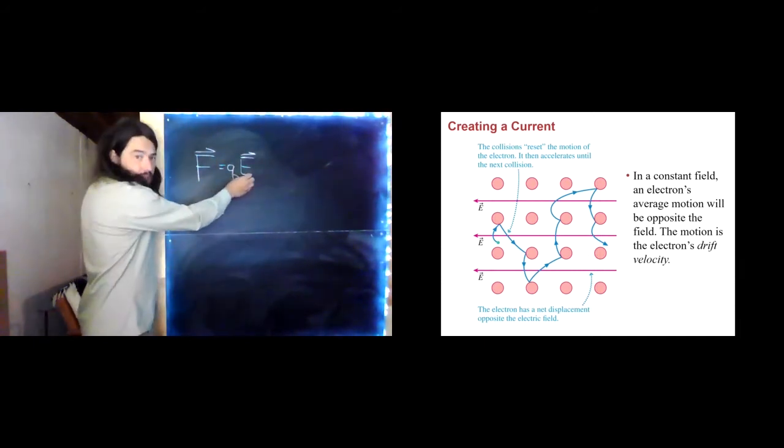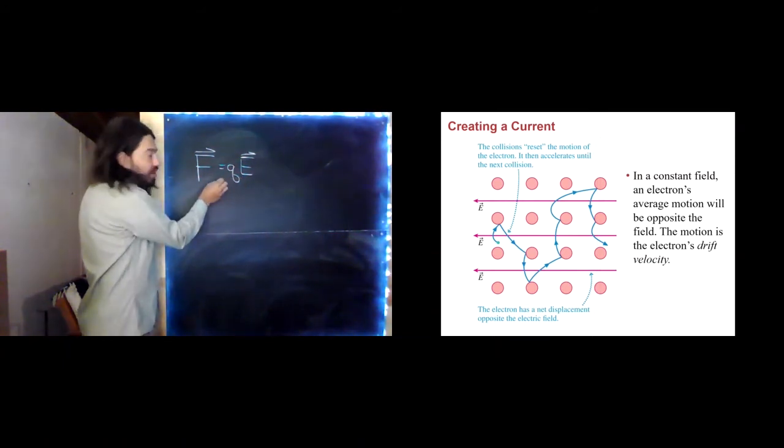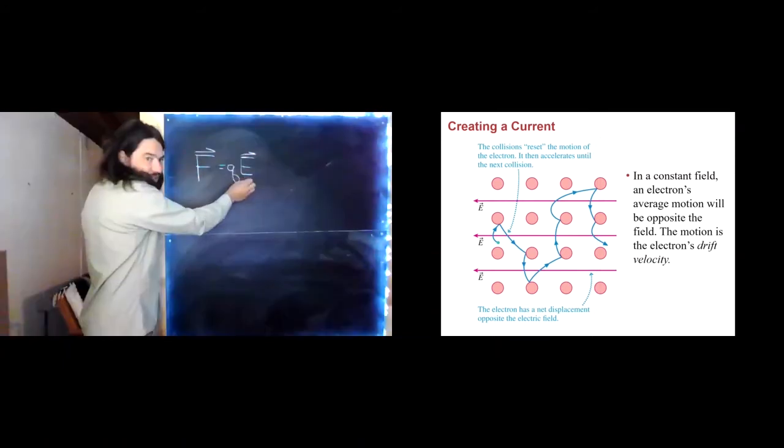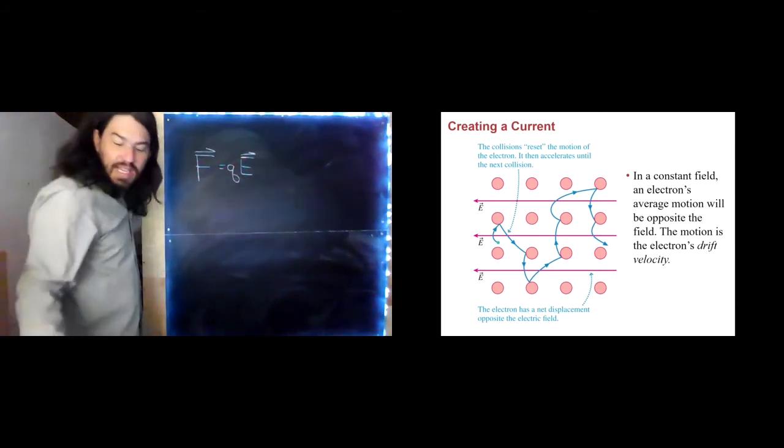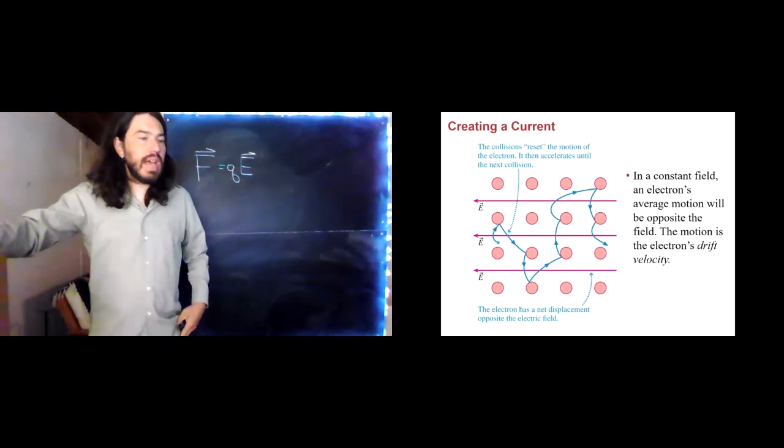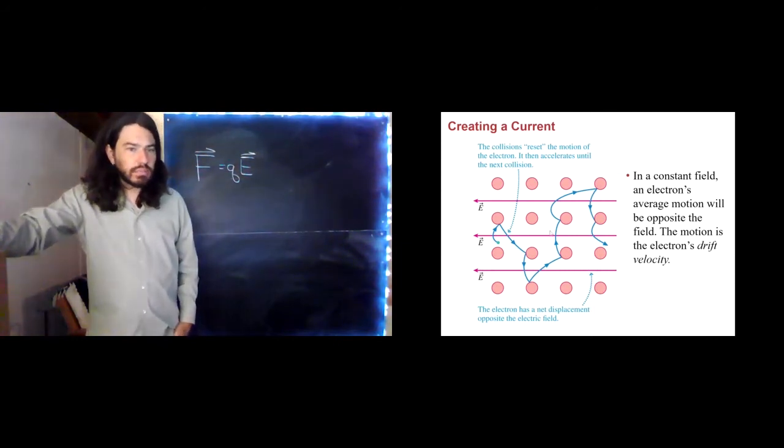F equals Q times E, right? And since electrons are negative, the force on the electron is in the opposite direction from the electric field. The force and the electric field are opposite because Q is negative. So, looking back at this picture that we have here, we see that there is a force to the right on these electrons, but they're also moving around randomly.